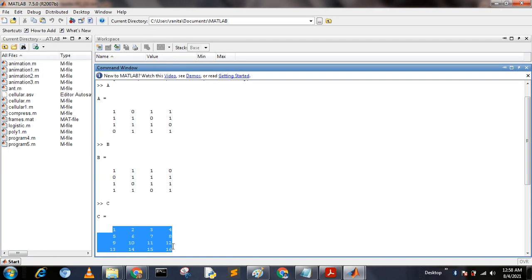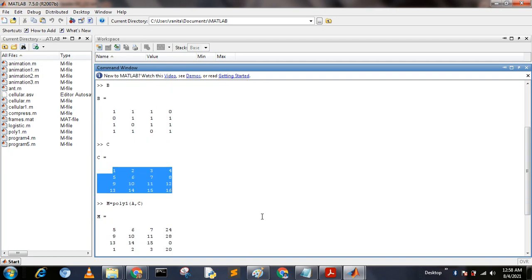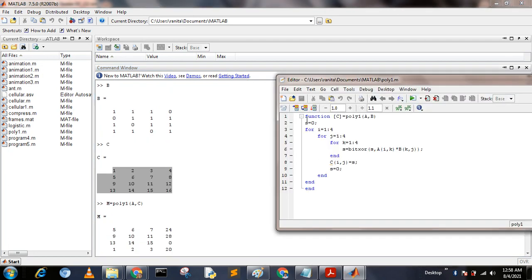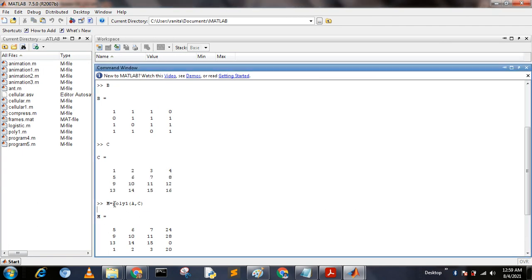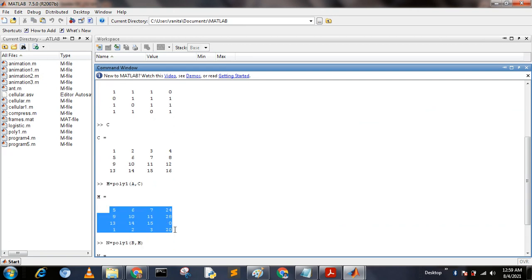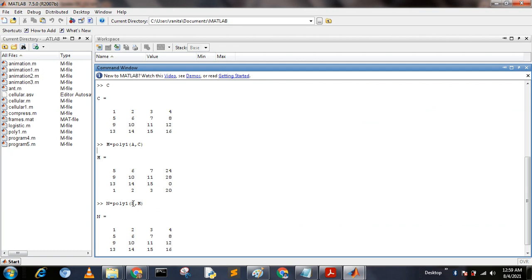We get this matrix. Then I have designed a polynomial function. This is the polynomial function where I apply the bitwise XOR operations. Now we apply the polynomial with parameters a comma c. These are the parameters of this function. We get the resultant matrix. Then we apply the inverse matrix polynomial with b comma m. We again get back the matrix. This is a simple procedure which is used in different cryptography algorithms and image encryption.